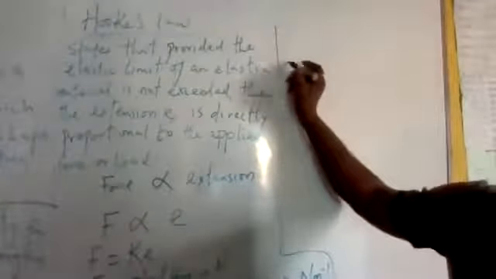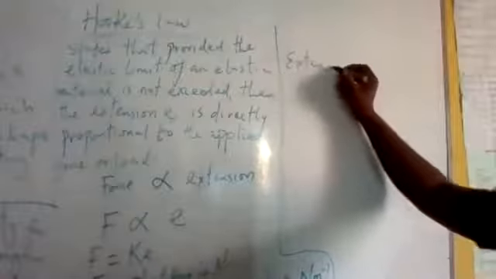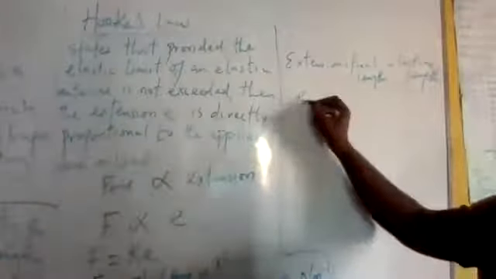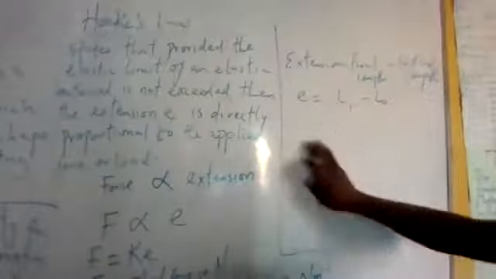Now, you should know something, that extension is final length minus initial length. That's what it is. So you can see that E is equal to L1 minus L0. So that means if you decide to slot this into the formula, then it can be written as F is equal to K open bracket L1 minus L0. So it could still be written as that. Either way, you are correct.